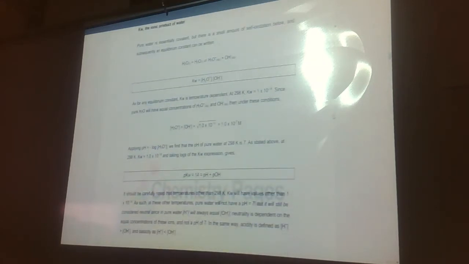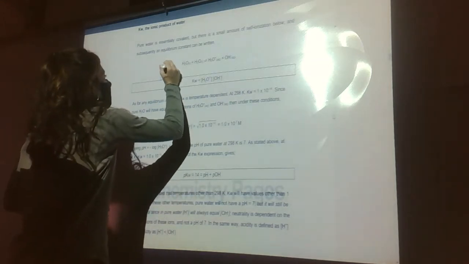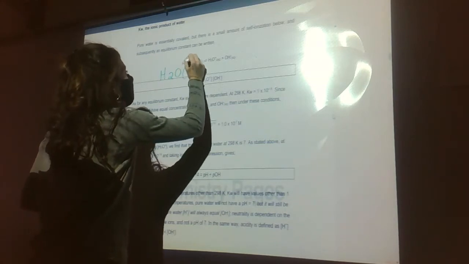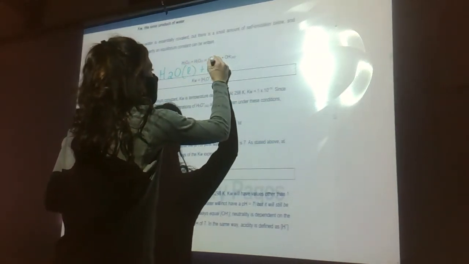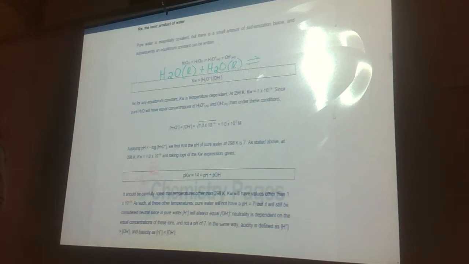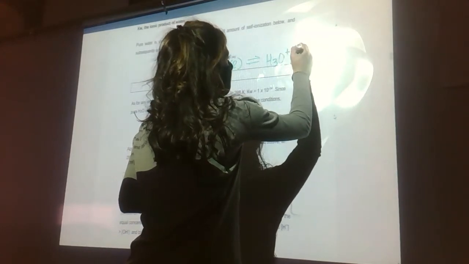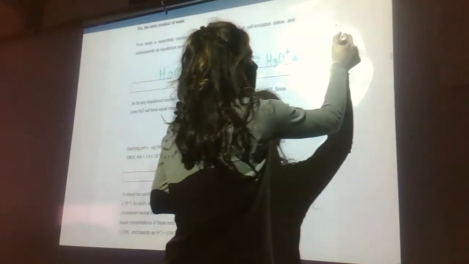Of all of the things that I teach you in AP Chemistry, this one usually produces the most anger. If we take water plus water, what do we get? Water. Unfortunately, no. We get hydronium and hydroxide.